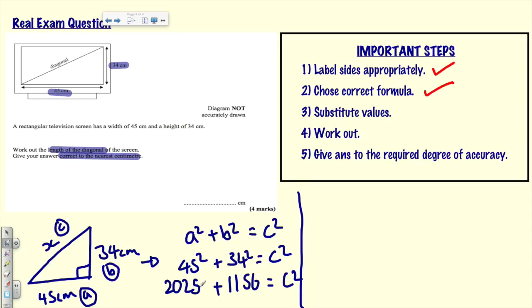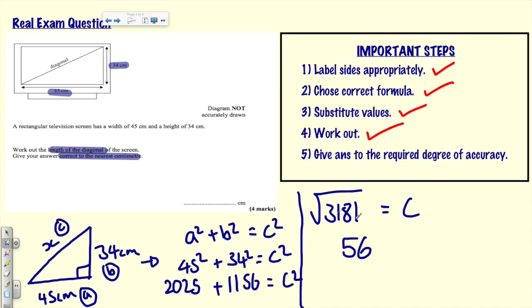So if we add these two values together, we should get 3181. And this is equal to C squared, and C is x, the value we're trying to find, the diagonal. So the square root of that is 56 point so on. This is 56.4 something. And since we need to work it to the nearest centimeter, once we've completed the substitution and the working out, we have to give it to the required degree of accuracy, which is the nearest centimeter. The answer is 56.